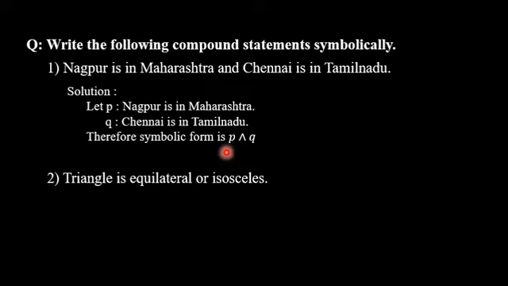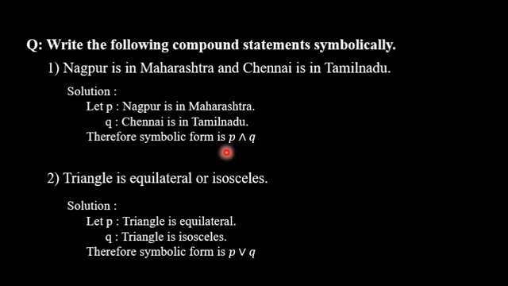Now the next compound statement is: triangle is equilateral or isosceles. Here two simple statements are connected by or. That means the name of this compound statement is disjunction. There are two simple statements: first, triangle is equilateral, and second, triangle is isosceles. So let P denote triangle is equilateral, Q denotes triangle is isosceles. Therefore, the symbolic form is shown on the screen, and this is read as P or Q.